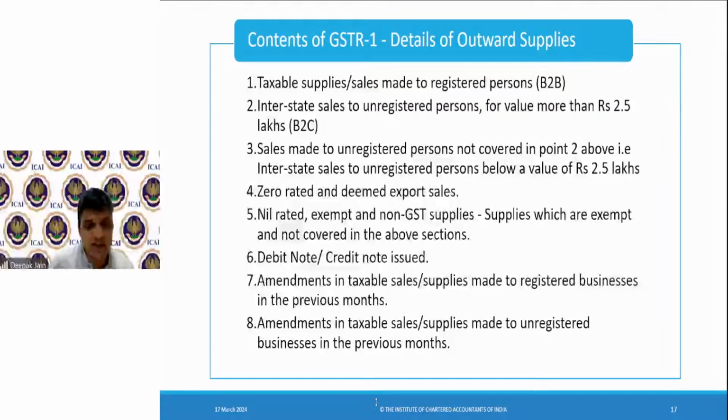Yeah, slide number 17, Nistala. It says that point number 3, when you're making sales to unregistered persons, which is not covered above, which is you're making B2C supplies for a value less than 2.5, and will give consolidated reporting and not individual reporting. That is what point 3 says.